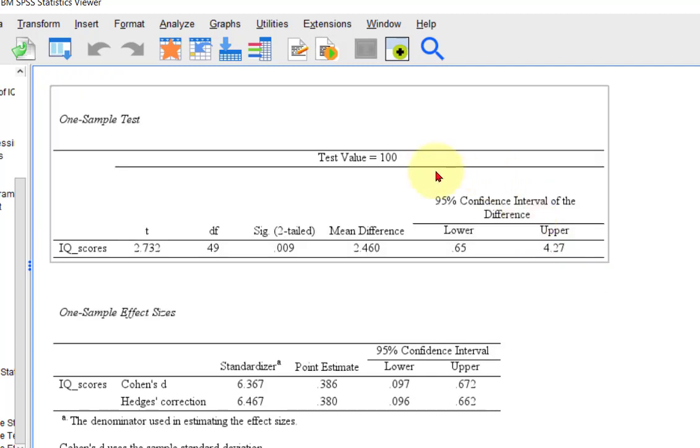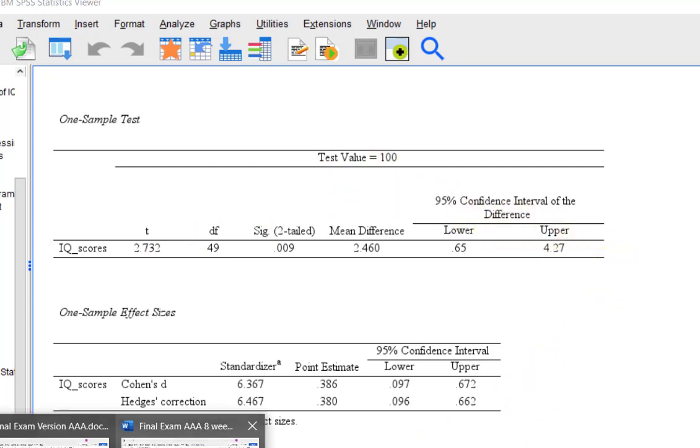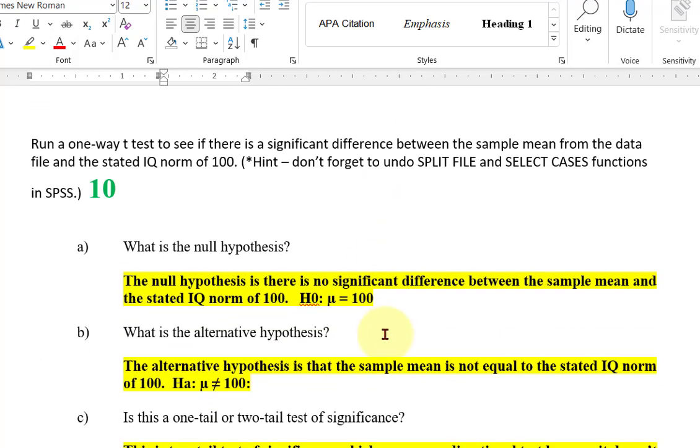And according to this one, it says there is a significant difference between the two, right? So our t-score is 2.73, which means that there's 2.73 standard deviations away from the sample mean of 102 and the stated norm of 100. That's all there is to it. Wasn't that easy? Yes, that was easy.